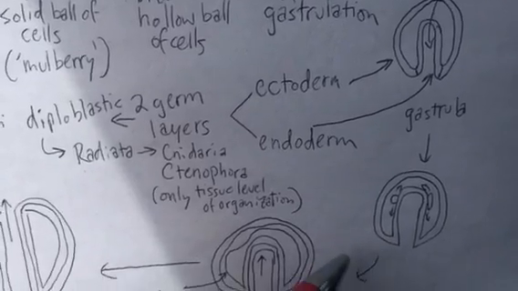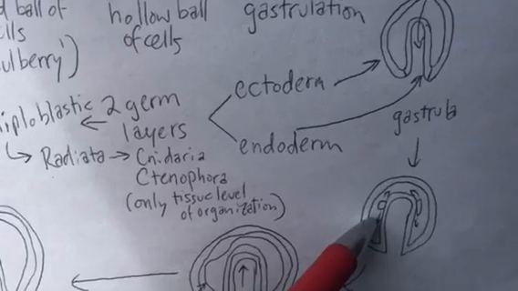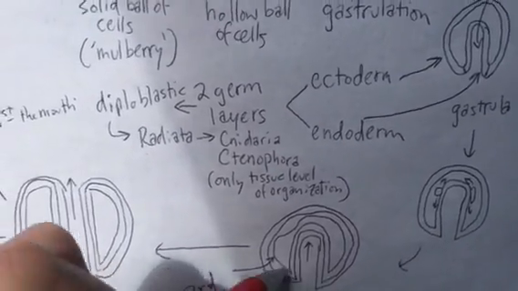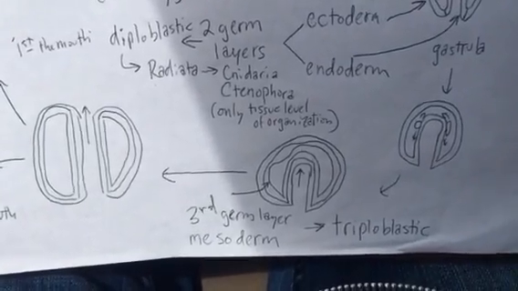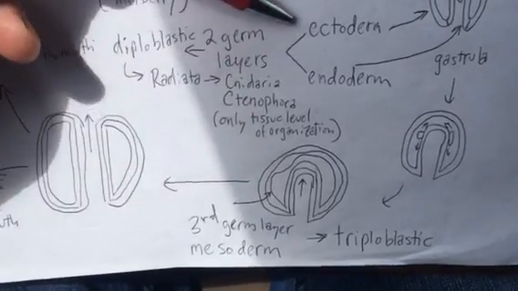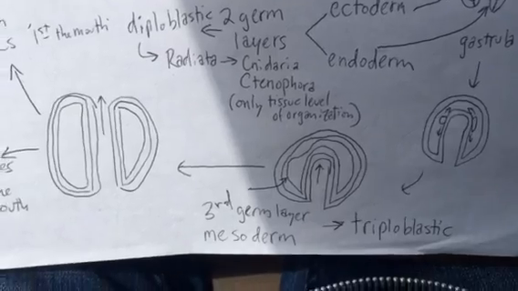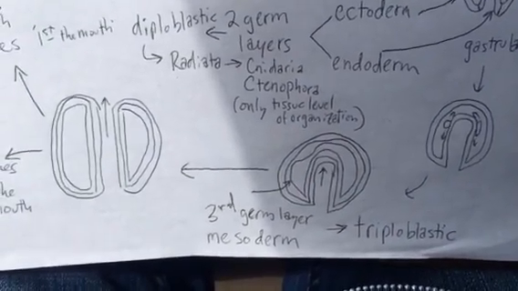All right, but in most of the other animals, some of those endoderm cells slough off, and they start to grow and divide and line the inside of the blastocoel to form a 3rd germ layer called the mesoderm. It's between the ectoderm and the endoderm. And these organisms, which are most organisms, are triploblastic, or have 3 germ layers.